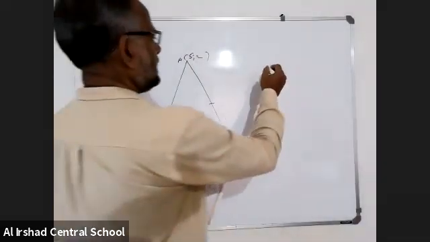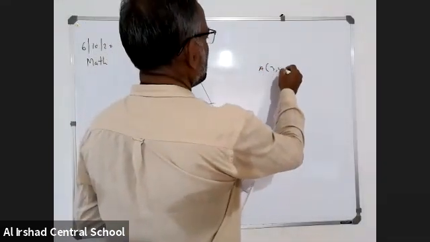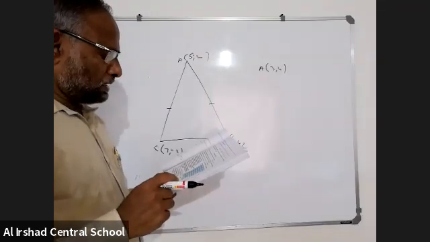3 and 4. Coordinate A is equal to 3, 4. Mark it. With a pencil you can mark it, or you can write it in your notebook. A is equal to 3, 4.